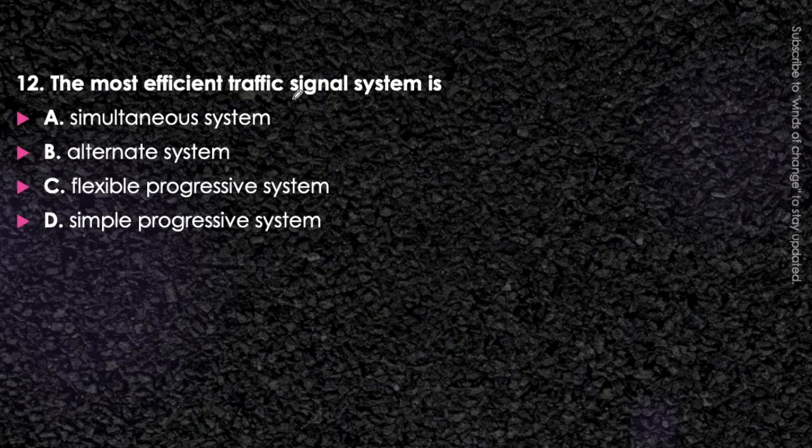Next question. The most efficient traffic signal system is simultaneous system, alternate system, flexible progressive system or simple progressive system. Just think about it. Most efficient traffic signal system in all these, it will be flexible progressive system. Flexible progressive system is most suitable type. Usually in the exam, traffic signal systems are not being asked, but we should memorize these things, that the most efficient traffic signal system is flexible progressive system.